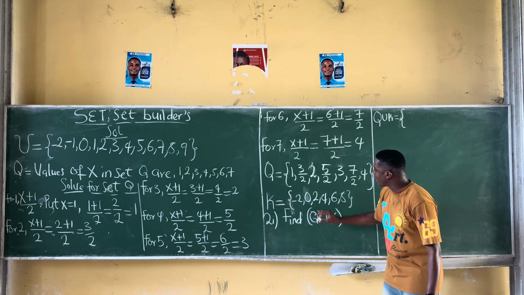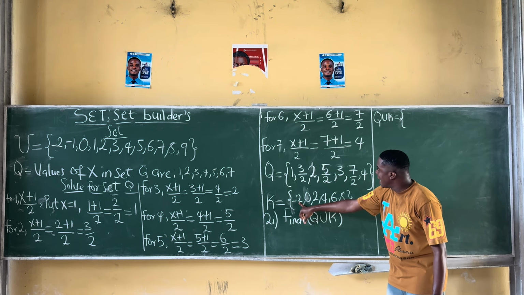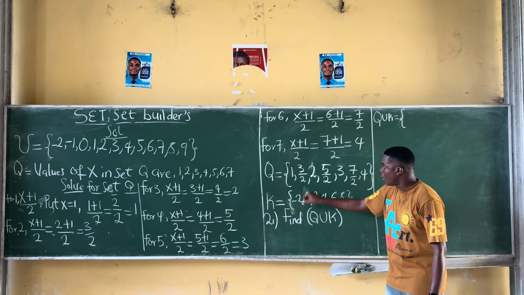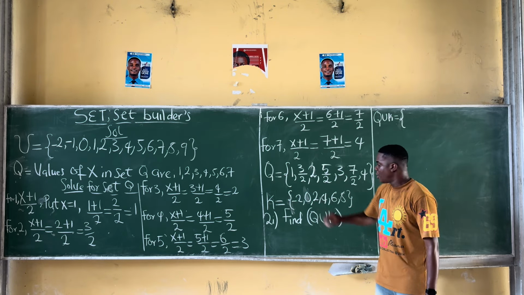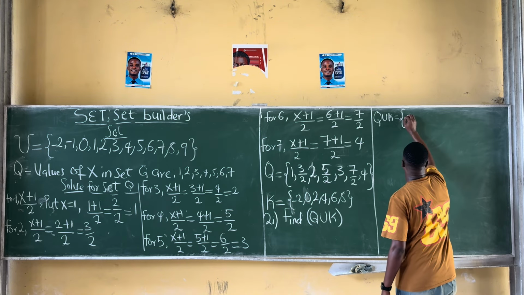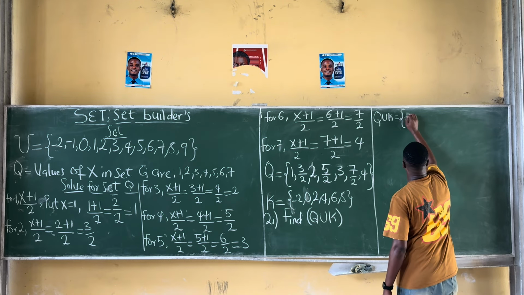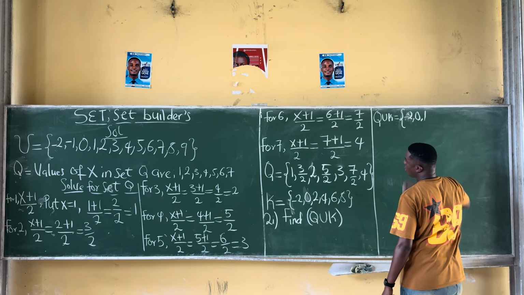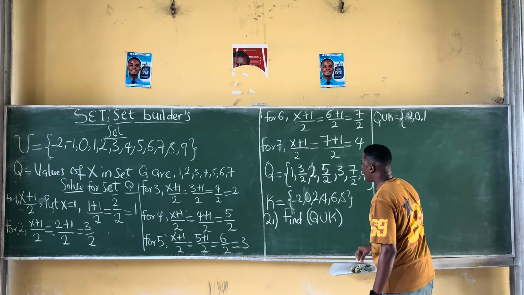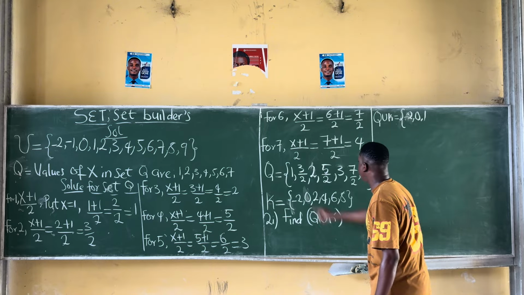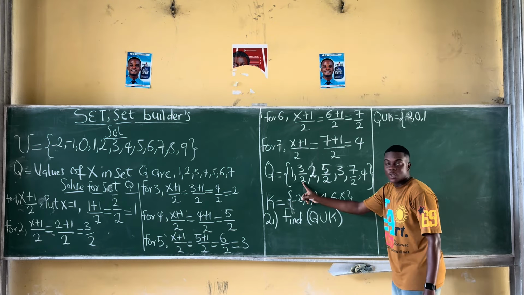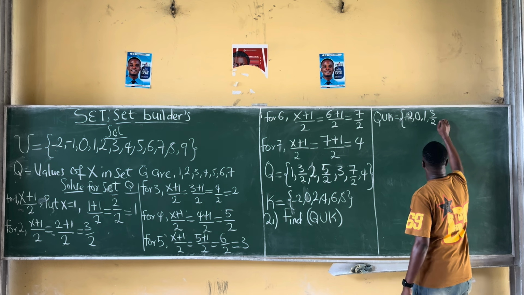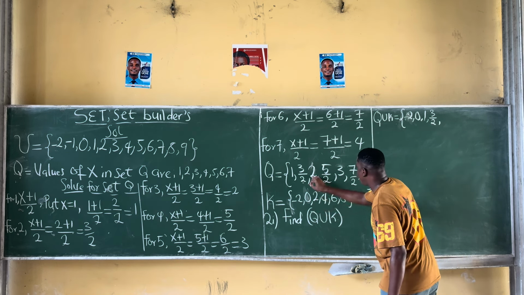So look at Q and K. K has minus 2. K also has 0. That should ring a bell. Alright? But Q starts with 1. So if you want to list this union, it begins with minus 2, comma. The next one is 0, then 1. What is the next number before 2? 3 over 2. Can you see it? After 1, you have 3 over 2, comma. What's the next number we have? 2.